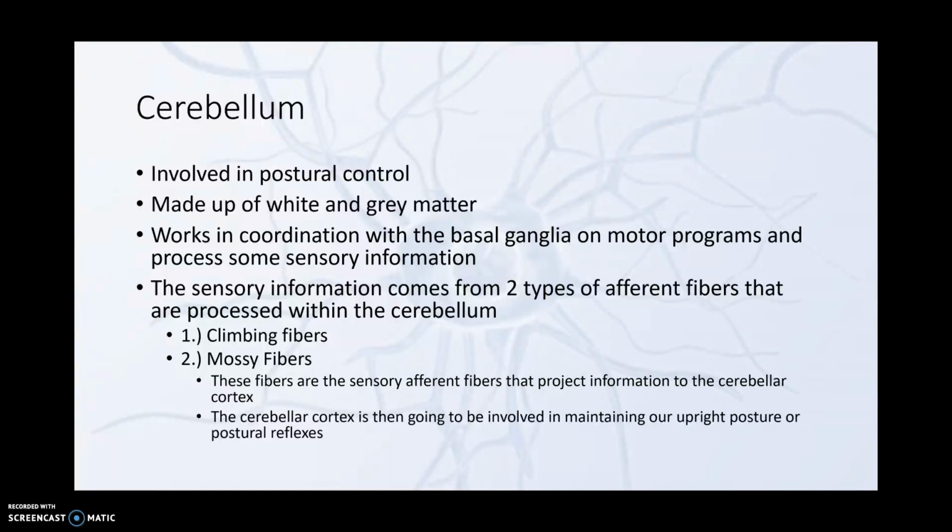The sensory information comes from two types of afferent fibers that are processed within the cerebellum. One are climbing fibers and two, mossy fibers. These fibers are the sensory afferent fibers that project information to the cerebellar cortex. And what the cerebellar cortex does is that it's then going to be involved in maintaining our upright posture or our postural reflexes. So again, cerebellum, you might know a little bit about balance and so forth, and that's true. And that's how it does so, by these different types of fibers.